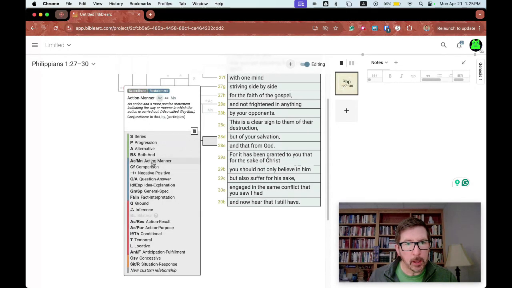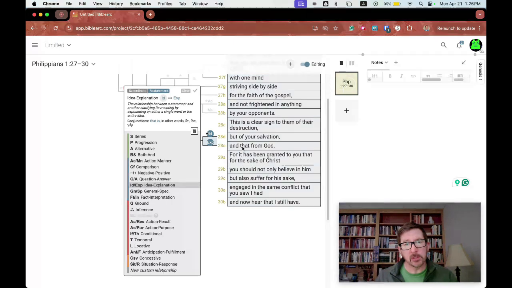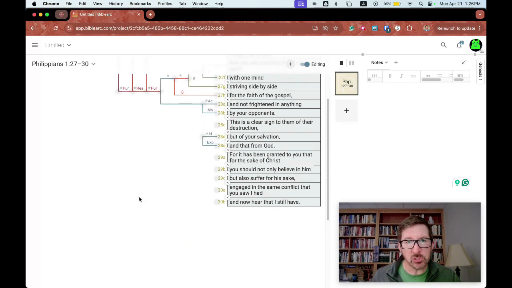So I'm going to say that this is an idea explanation, because he is working out what he means by this. But your salvation, where does it come from? Well, it comes from God. And so he explains that more, because he's relating it to his enemies and their eventual destruction.